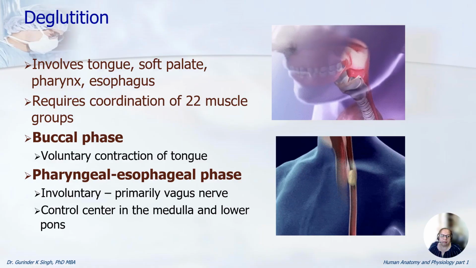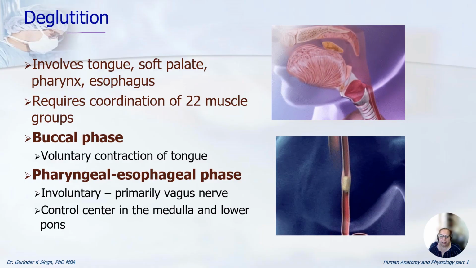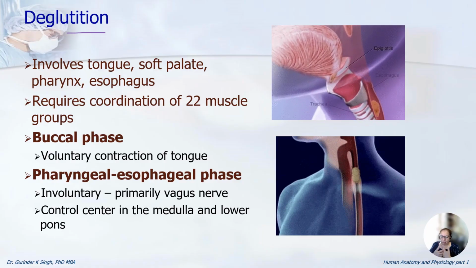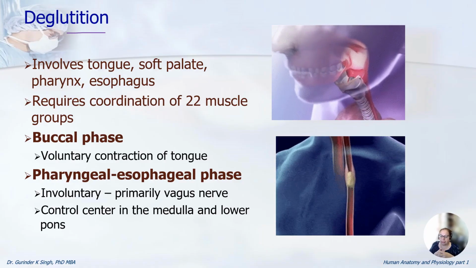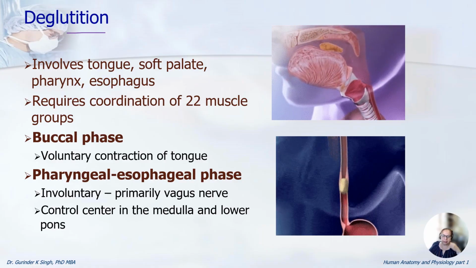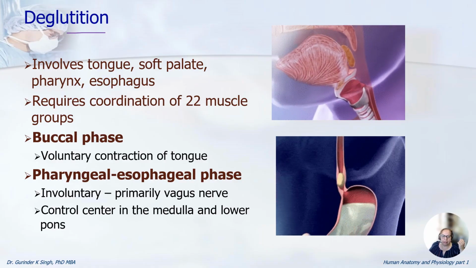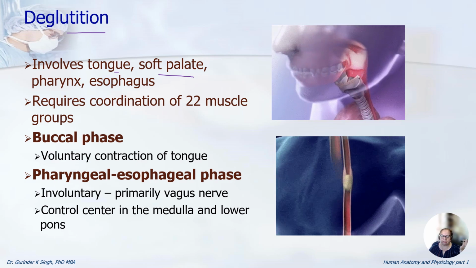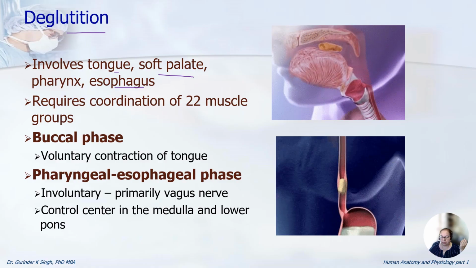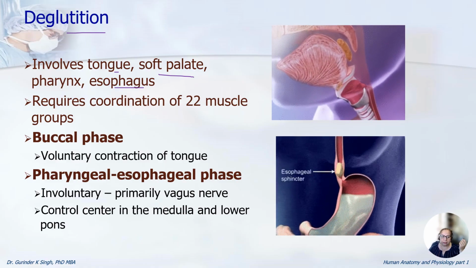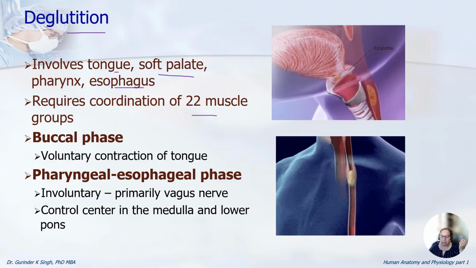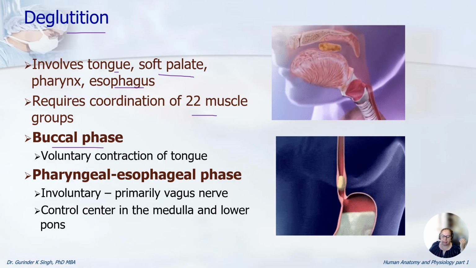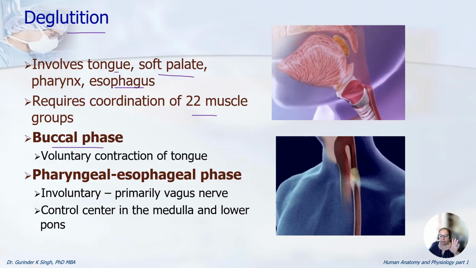The second is what we call deglutition. Deglutition, which is swallowing, is done by the coordinated action of a couple of things. So it does involve your tongue, it does involve your soft palate, it does involve your pharynx region as well as the esophagus. It actually requires 22 muscle groups. Okay, so it has two phases. One is inside the mouth cavity, what we call the buccal phase. This is your voluntary contraction of the tongue.